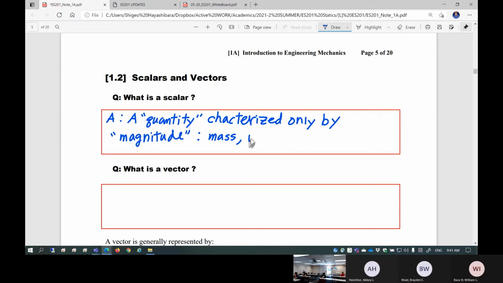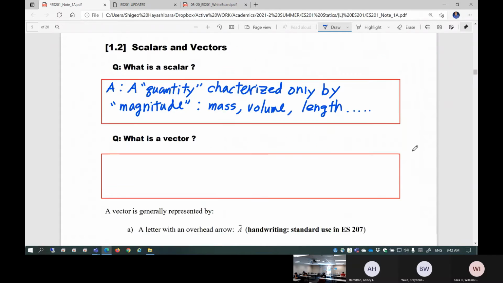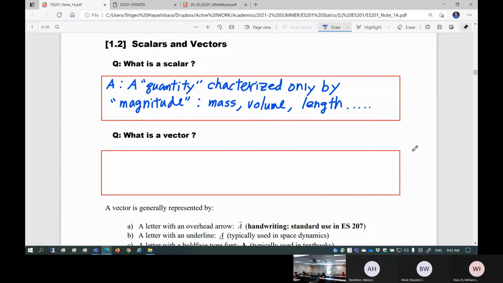How about volume? Somebody said distance or length could be. This is only a magnitude. So this keeps going. Those are typical scalar properties. We oftentimes use them to quantify something.